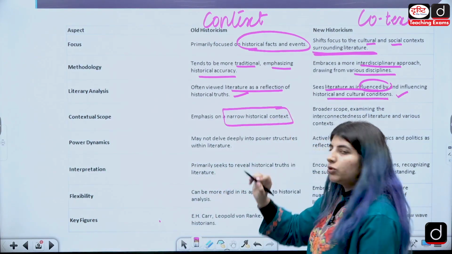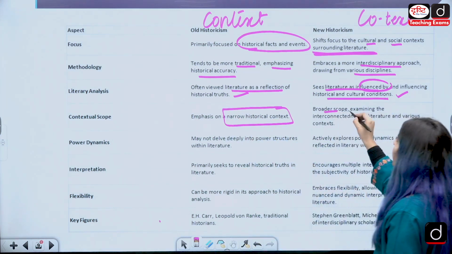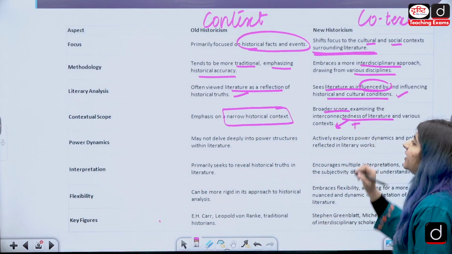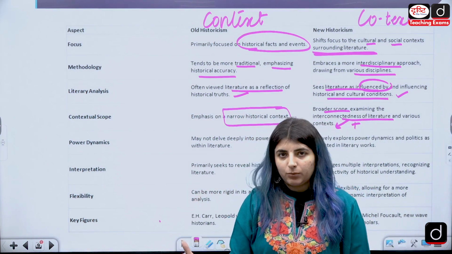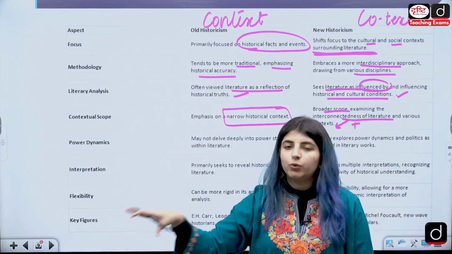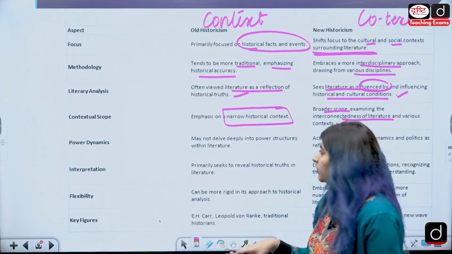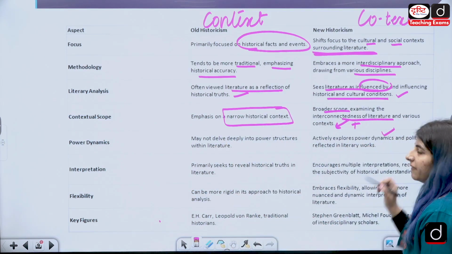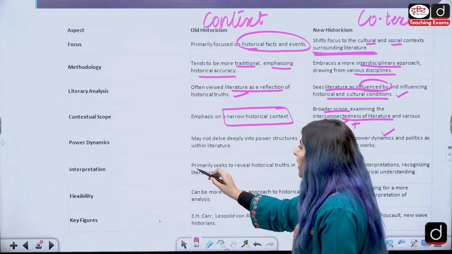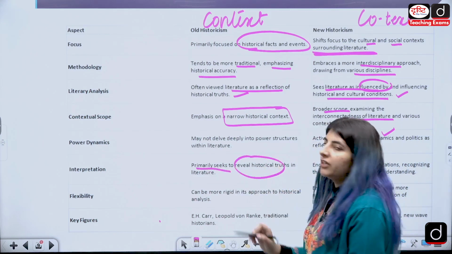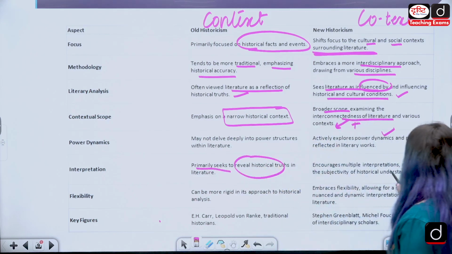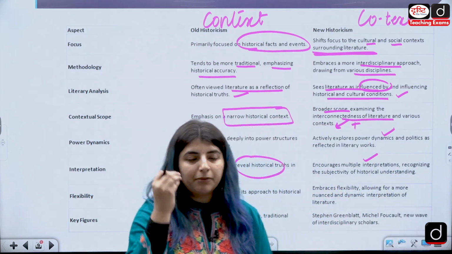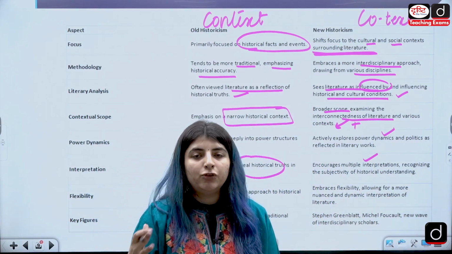There is a narrow historical context in old historicism. New historicism has a broader scope, examining the interconnectedness of literature and various contexts, plus various other kinds of pieces of literature as well, which includes anecdotes, which could be oral or written, small stories which are there. Old historicism may not delve deeply into power structure, but new historicism develops and delves into that. Old historicism primarily seeks to reveal historical truth in literature, but new historicism talks about multiple interpretations. That's why it also gives us this particular stance of thinking about things from a new perspective.